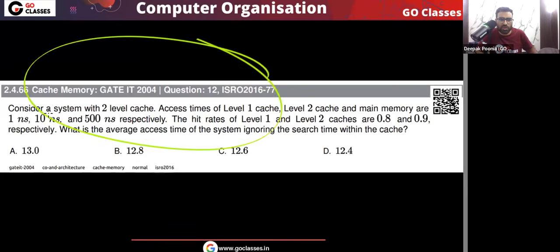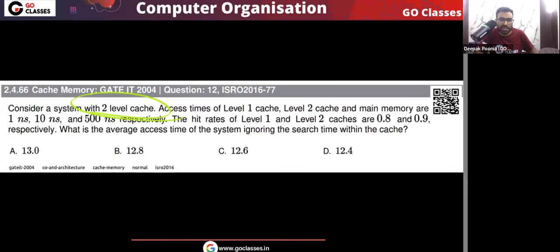Let's do a GATE 2004 question. Consider a system with two level cache. The access times of level 1 cache, level 2 cache and main memory are 1 nanosecond, 10 nanosecond, and 500 nanosecond respectively. The hit rates of L1 and L2 cache memory are 0.8 and 0.9. What is the average access time of the system ignoring the search time within the cache? Read this line. We need to ignore the search time within the cache.